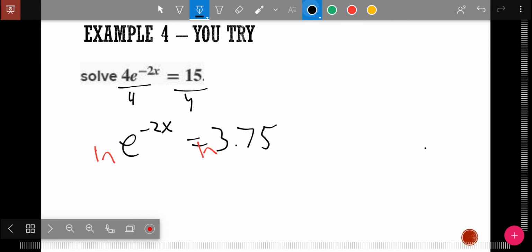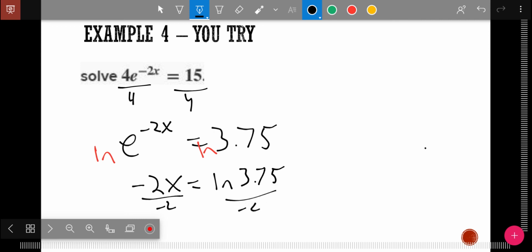And so now on the left side, the ln and e cancel out. I just have negative 2x equals the natural log of 3.75. So I divide by negative 2. I get x equals. I take my calculator. I want to do what is the natural log of 3.75. And then I divide it by negative 2. And I get negative 0.6609. I had 8 at the end, but it rounded up, so we just put a 9 there.